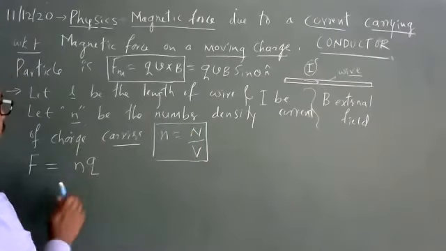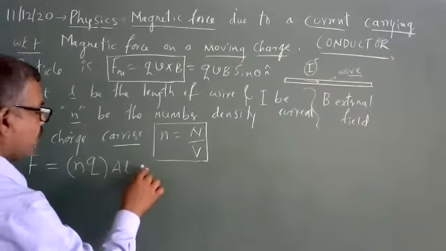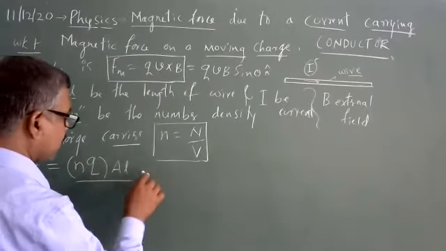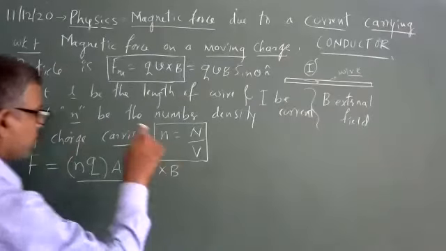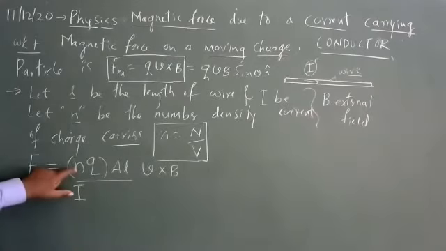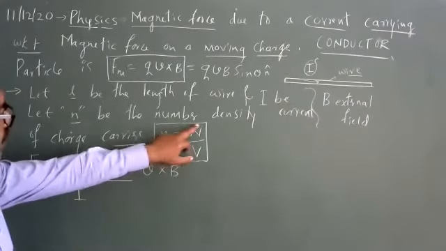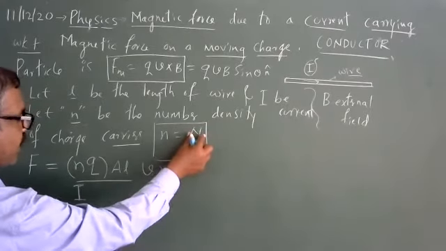Now what I need to do, this formula should be multiplied by area into length, and this whole is charge into velocity vector cross B. So what is this whole? This is I. Because you have n number of charges per volume, so this n into q is just a pure number.